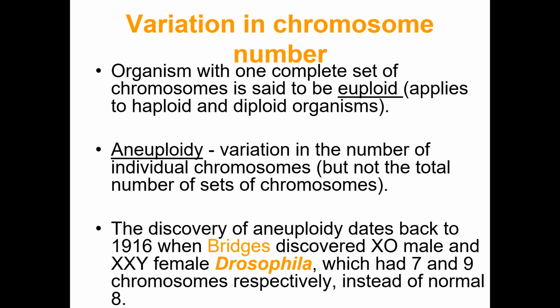Female Drosophila, which was having either 7 or 9 chromosomes respectively. Otherwise, in a normal condition, it should have 8 chromosomes, either one less or one extra. That was observed in 1916 by Bridges.